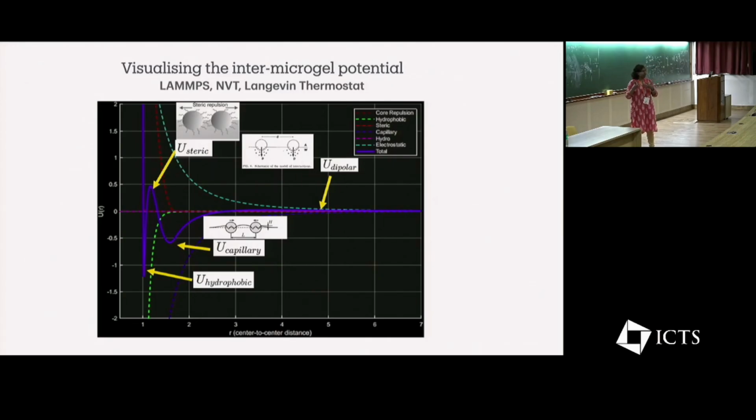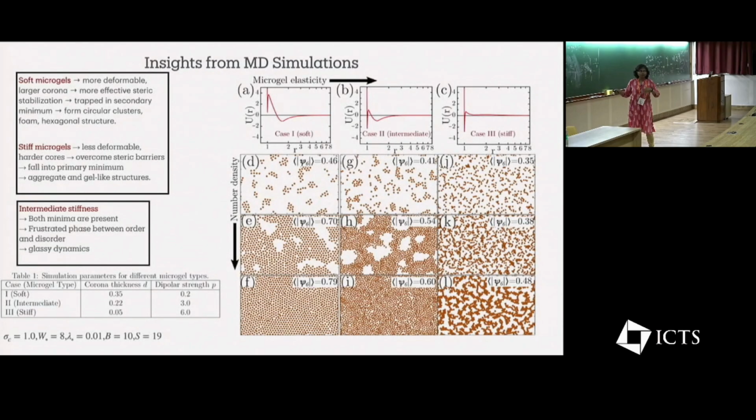And clearly the structures that you form depend on the competition between these 2 length scales that you have here. And in our minimal potential, we didn't change most of the parameters except for the corona thickness. So that's the steric part of the interaction and the dipolar strength. And then we can pretty much reproduce all the structures here.